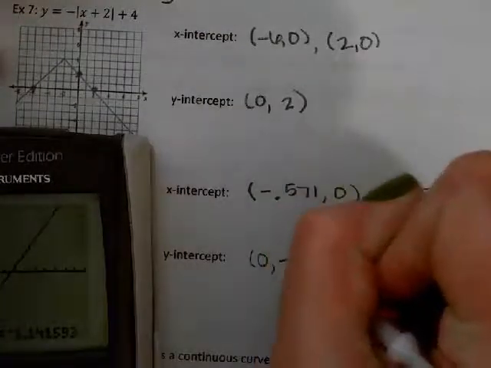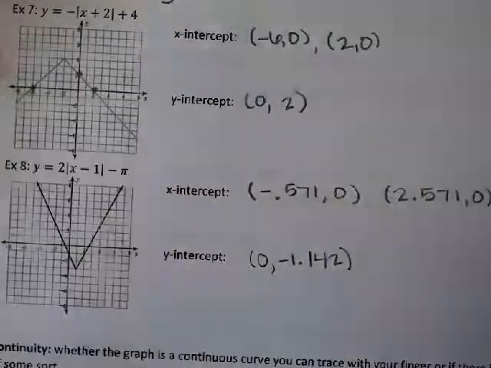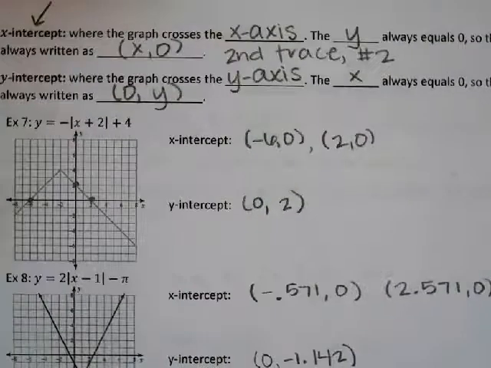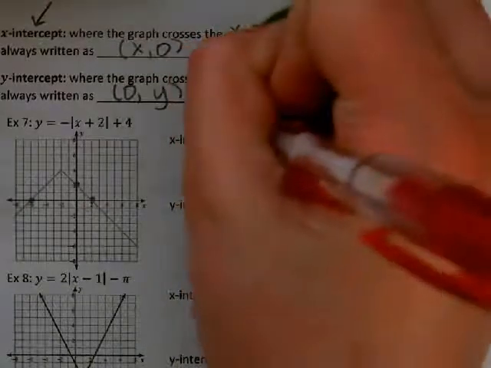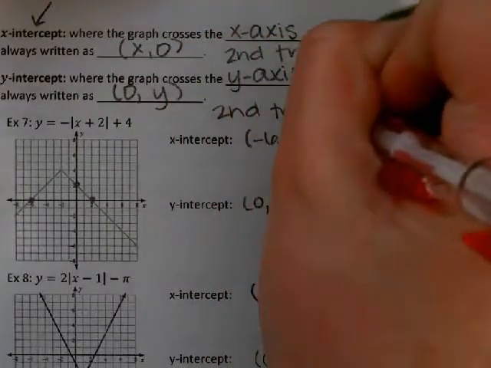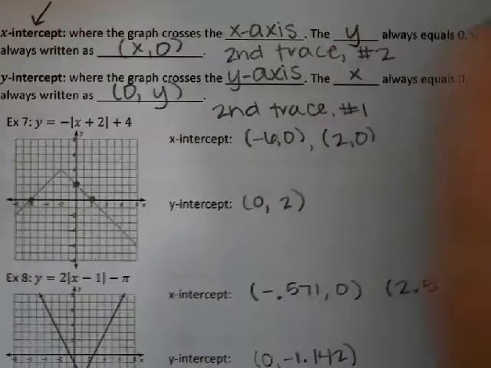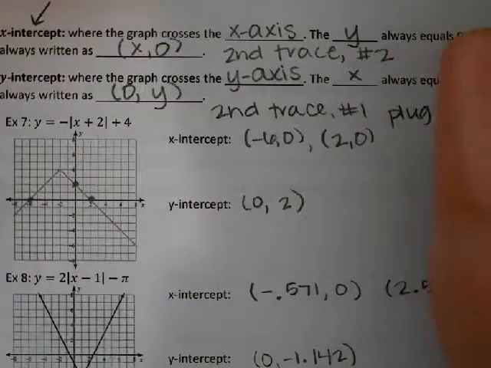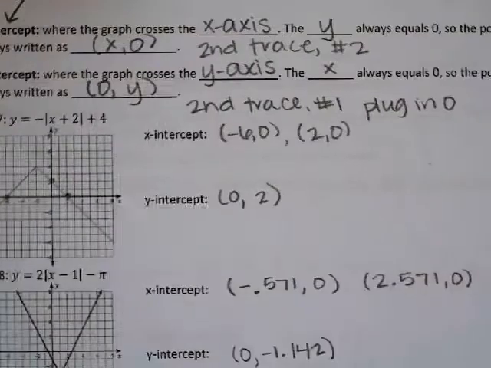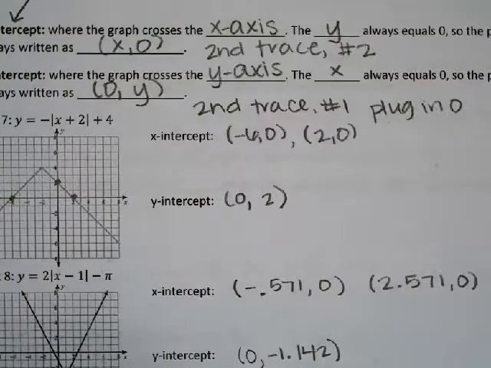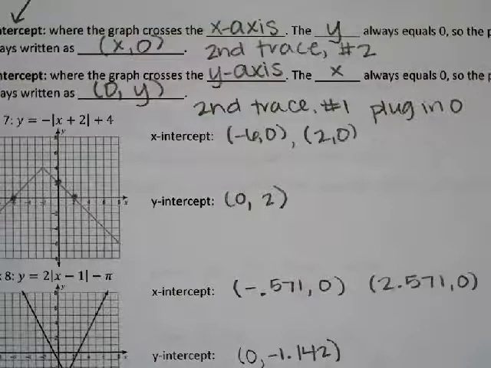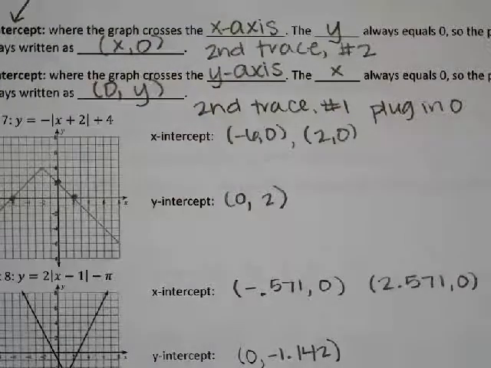Right. And then on my notes, I'm going to write second trace number 1, plug in 0. Okay. Does that make sense? Yeah? Okay. So X-intercept, Y-intercept, we're saving ourselves some time. We're not doing that by hand anymore. That's in the past. Until we get to calculus, and then we might have to do it by hand again. Good times. All right. The next word is continuity.